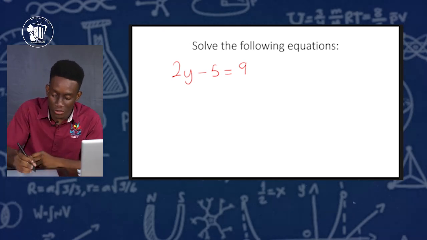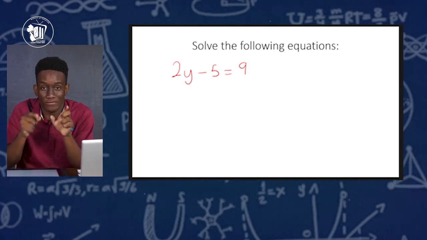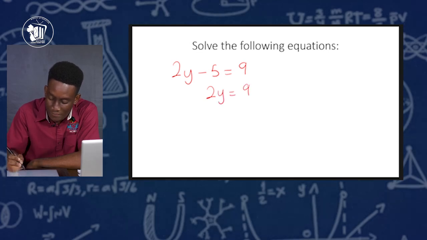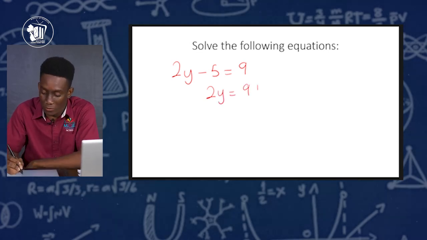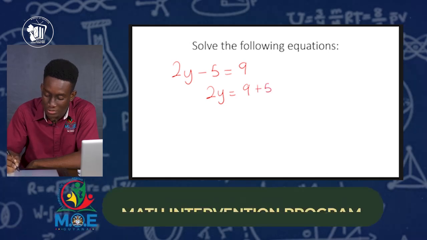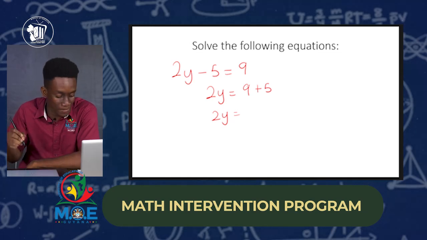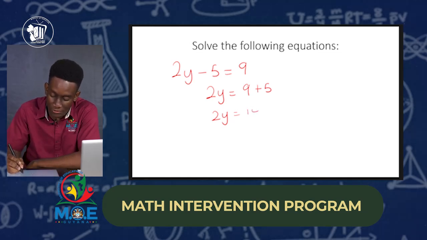So the first thing we want to do is take over this 5. And the 5 is subtracting. So when we take the 5 over, the opposite of subtraction will be addition. So 2y will be equal to 9 plus 5. And 9 plus 5 would give us 14.